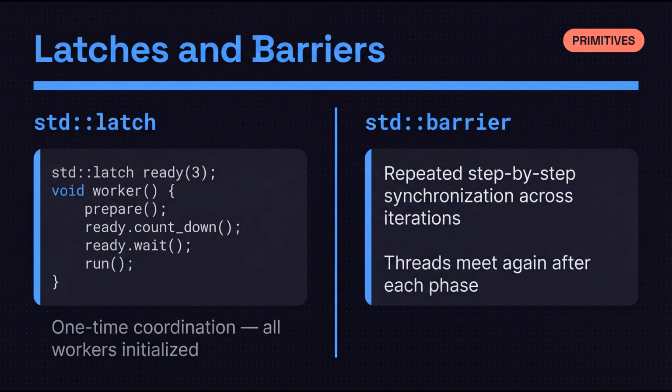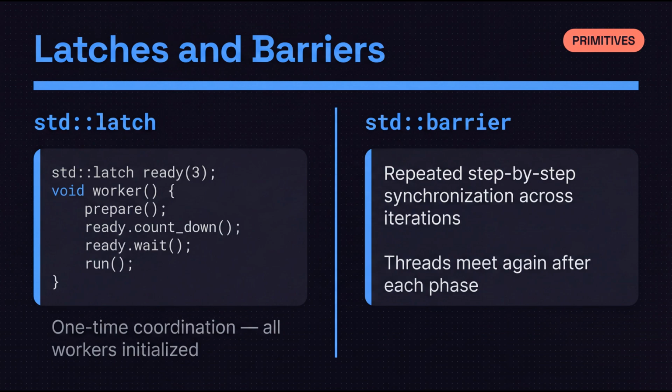Latches and barriers coordinate groups of threads. A latch is a one-time countdown. We create a latch with count 3, representing 3 workers. Each worker calls prepare, then count down. Then it calls wait, which blocks until the count reaches 0. Once all 3 have counted down, all 3 proceed to run. The latch fires once and is done.